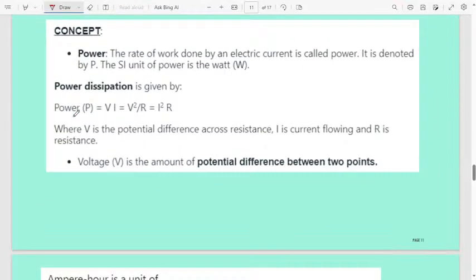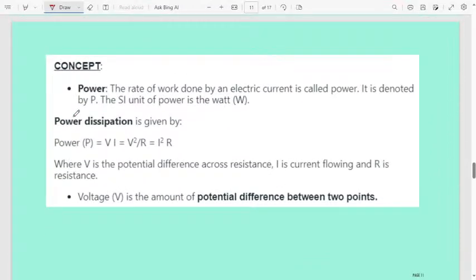In another form also you can express this one. What is meant by P? P is nothing but power. The rate of work done by an electric current is called power. It is denoted by P. The SI unit of power is watt. Whatever extra information I am telling, please remember that. We don't know which questions they will ask. You have to be thorough with all the concepts.